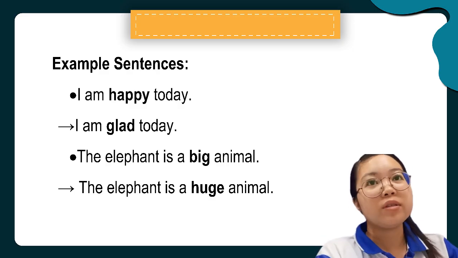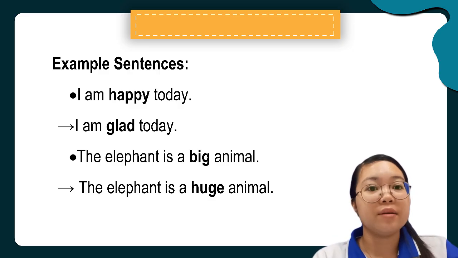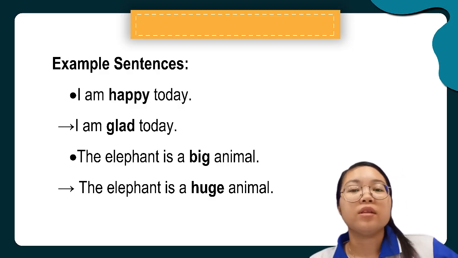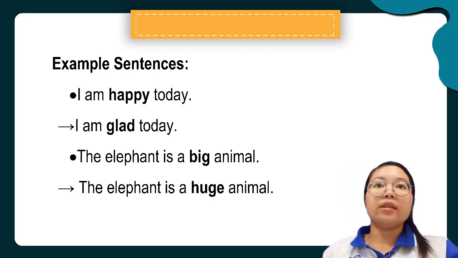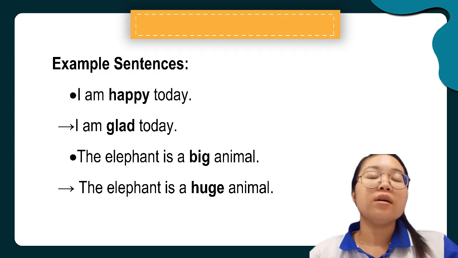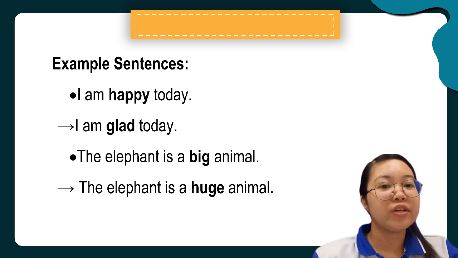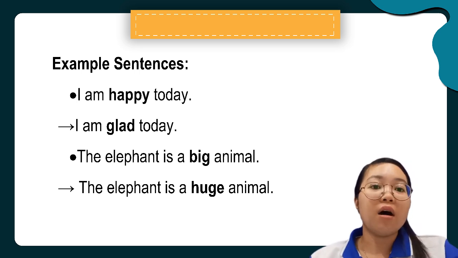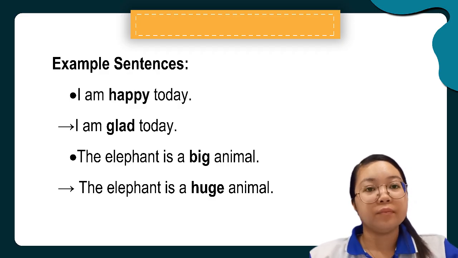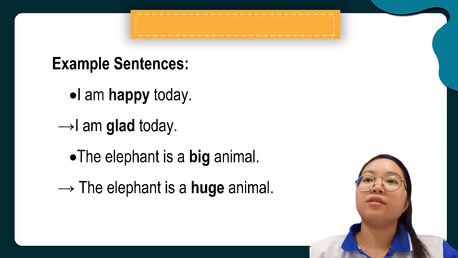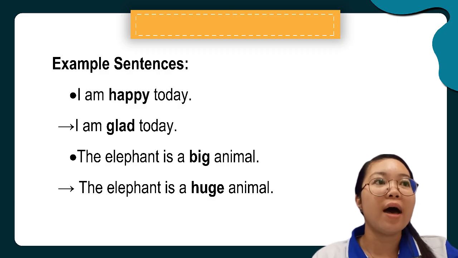The second example sentence of synonyms is: the elephant is a big animal. The synonym of big is huge. So let's try to create a sentence using a synonym of big. Here is the example: the elephant is a huge animal. They are different in spelling but the same in meaning. So that is synonyms. Now let's proceed to antonyms.